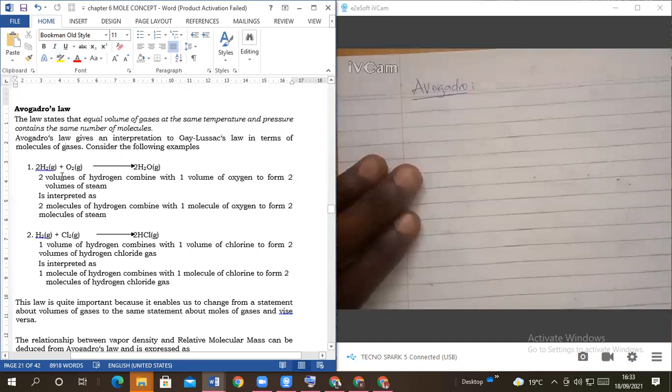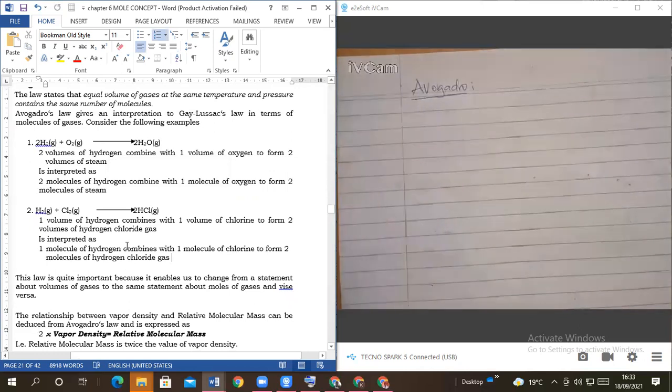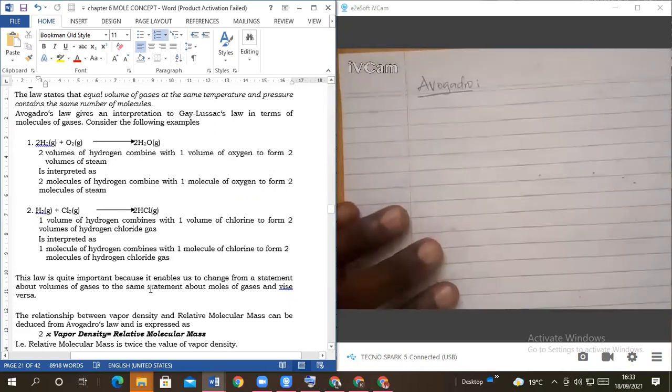Avogadro interpreted it this way: two molecules of hydrogen combine with one molecule of oxygen to form two molecules of steam. Here he said 1 mole of hydrogen combines with 1 mole of chlorine to form 2 molecules of hydrogen chloride gas. This law is quite important because it enables us to change a statement about volumes of gases to the same statement about moles of gases and vice versa.